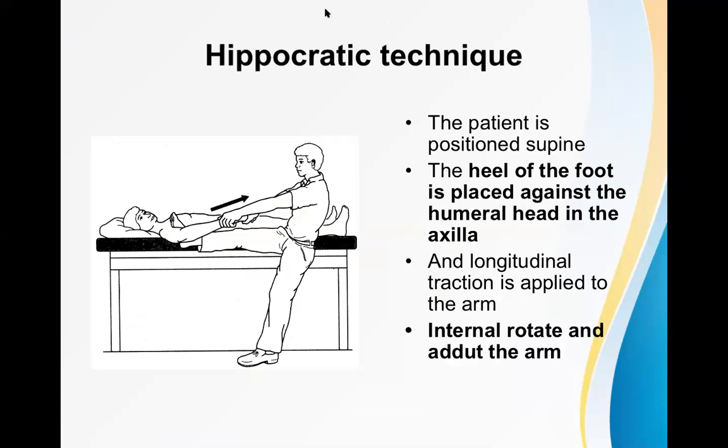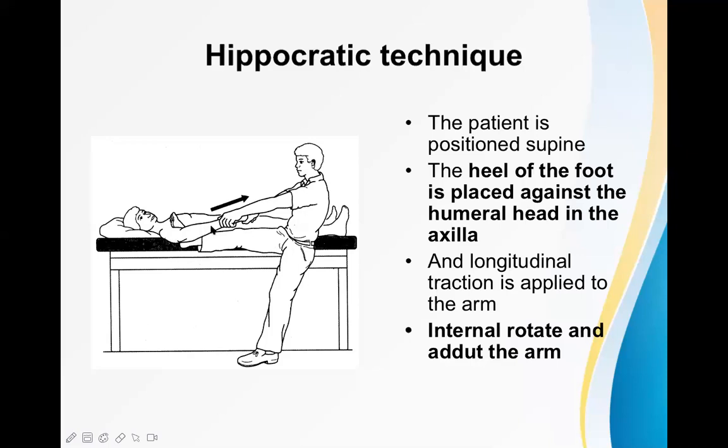Now, what do you mean by this Hippocratic technique to reduce the dislocation of the shoulder joint? In this, the patient is positioned supine, just like this. Then the heel of the foot of the orthopedic surgeon. Now see this. This is the lower limb of that surgeon, and this is the heel. The heel of the foot is placed against the humeral head in the axilla, which is dislocated there. Then longitudinal traction is applied to the arm.